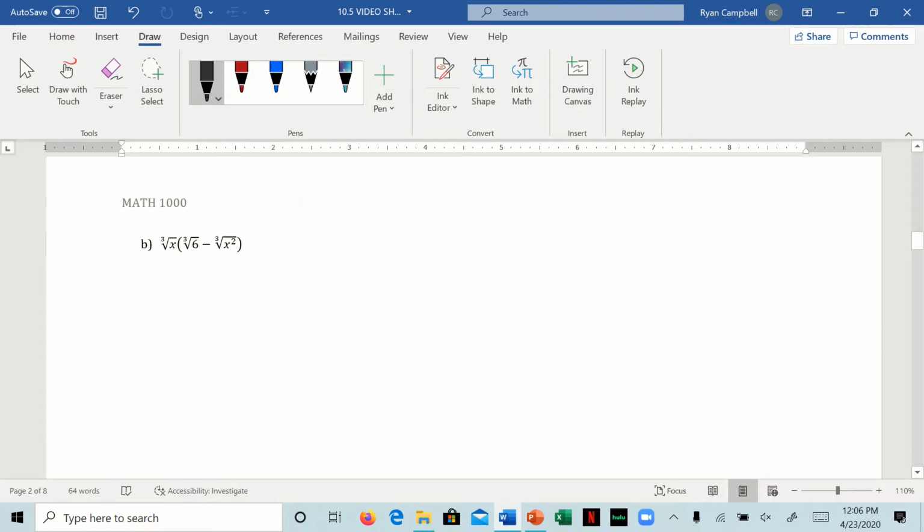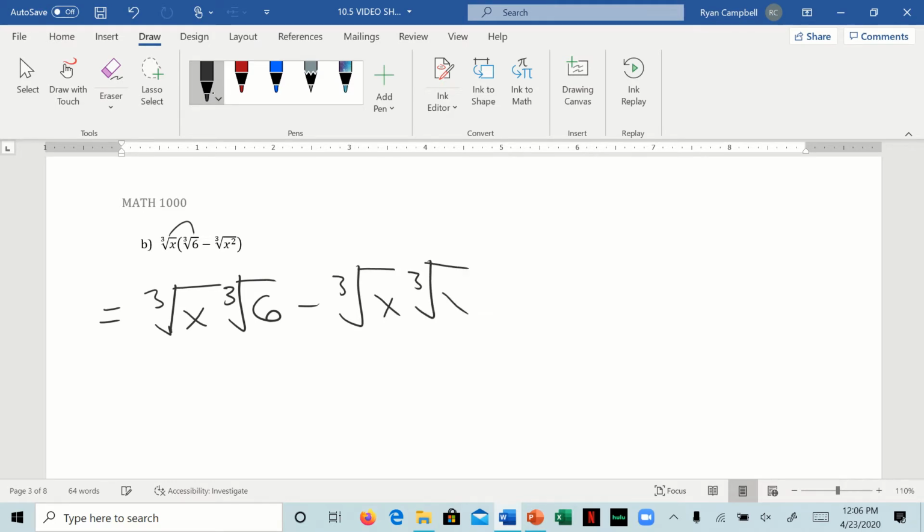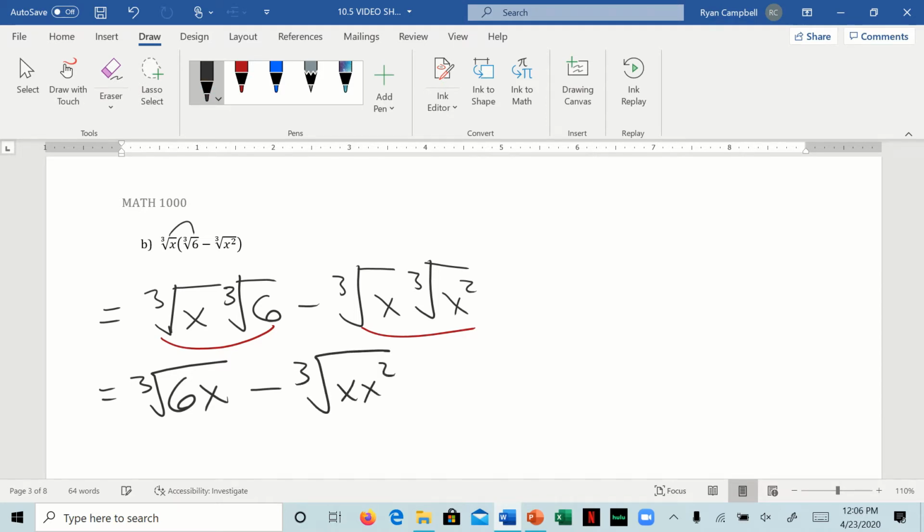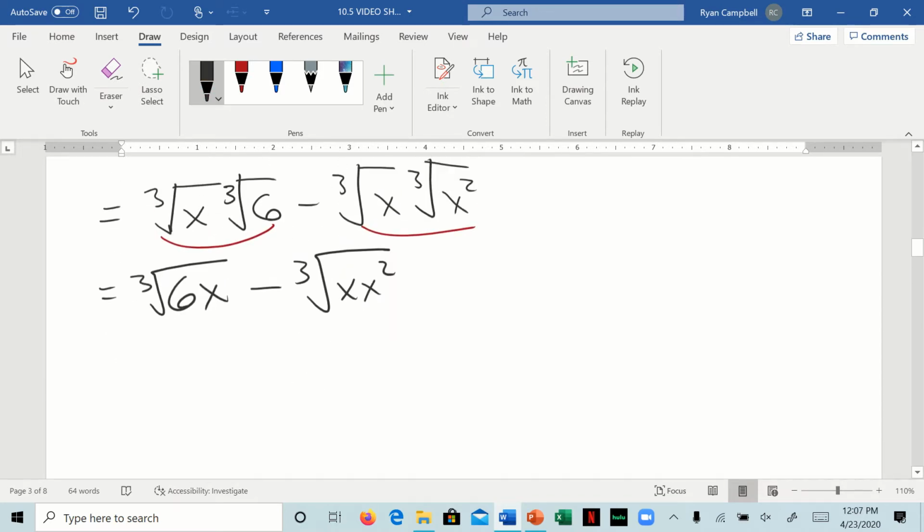Part B. Cube root of x times cube root of 6 minus cube root of x squared. So we get cube root of x times cube root of 6 minus cube root of x times cube root of x squared. So we have cube roots, so we can combine. So we get cube root of 6 times x, or 6x, minus. Once again, we have cube roots, so we can combine. So we get cube root of x times x squared, which of course is just x cubed.